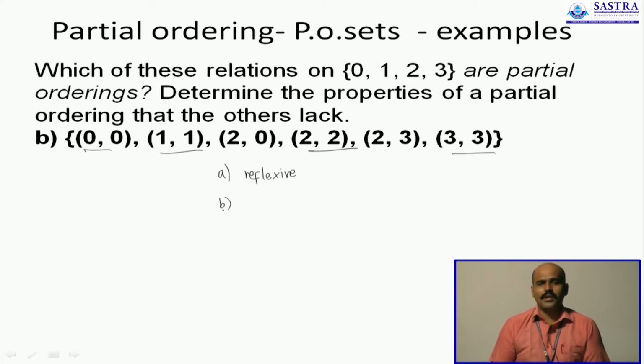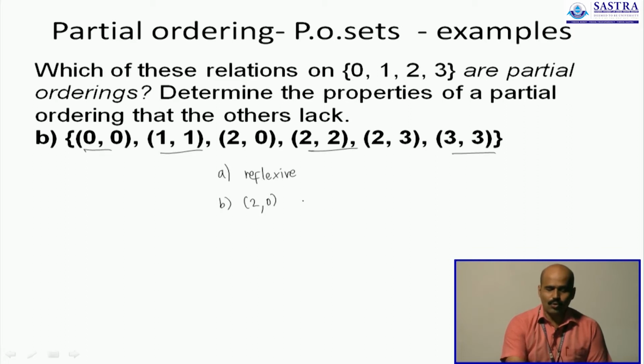A relation becomes an antisymmetric relation if for any 2 distinct elements A, B, we will not have both pairs. Now looking at these 4 elements, we find that you have 2, 0 and 2, 3, but you don't have 0, 2 and 3, 2. These 2 pairs are absent.